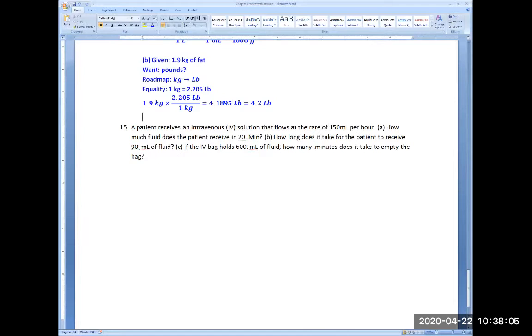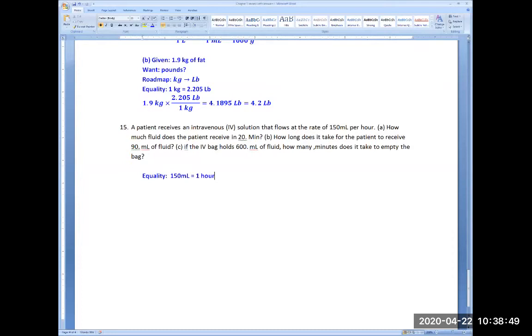When you see that 150 milliliters per hour, you have to tell yourself that's a conversion factor, because the per hour tells you that you can rewrite this as an equality that says 150 milliliters is equal to an hour. You can write it like this mathematically, right? That's what it means. You get 150 milliliters over the course of an hour. So that's the rate of the IV.